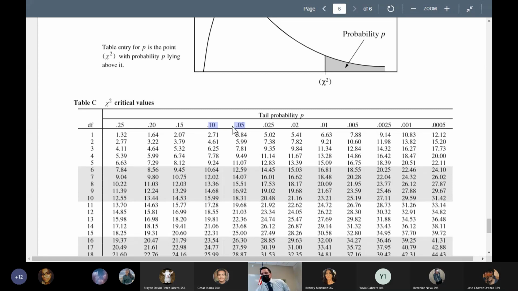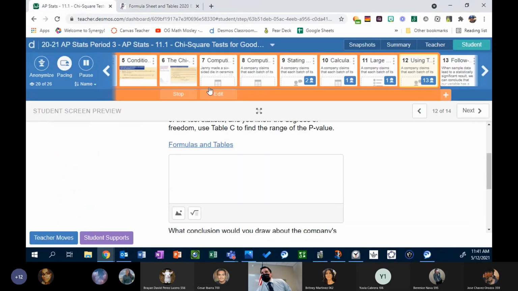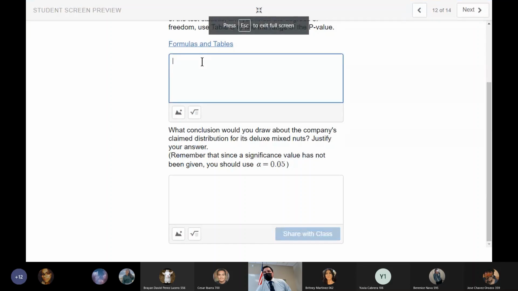So in our box here, we can type this out as 0.05 is less than our p-value, which is less than 0.1. And if we want to make it look nicer, we just highlight and hit that button. All right, so that describes the p-value. It is greater than 0.05 but less than 0.1.